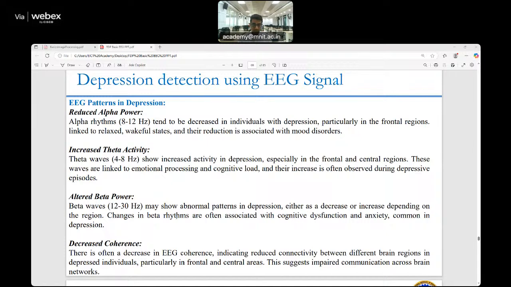Decreased coherence: there is often a decrease in EEG coherence, indicating reduced connectivity between different brain regions, particularly in the frontal and central areas. This suggests impaired communication across brain networks.